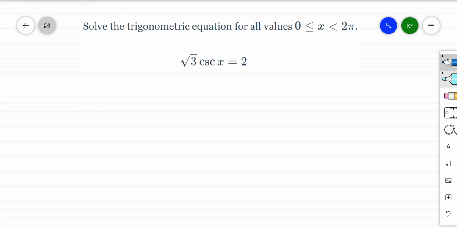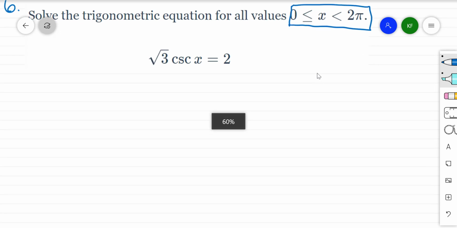All right, let's do number 6. It says solve the trigonometric equation for all values between 0 and 2 pi. So pay attention to the fact that they're asking you in Delta Math to give the answer between just 0 and 2 pi, and not the infinite answers. Okay, here we go.